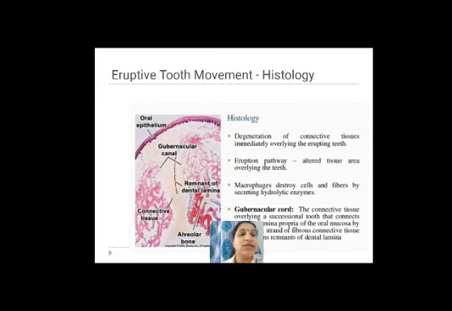And there is something called gubernacular cord and gubernacular canal. Gubernacular cord is the connective tissue that overlies a successional tooth that connects the lamina propria of the oral mucosa by a strand of fibrous connective tissue that contains remnants of dental lamina. We can simply say that it is a cord of connective tissue that is going to overlay the successional tooth. That is gubernacular cord.